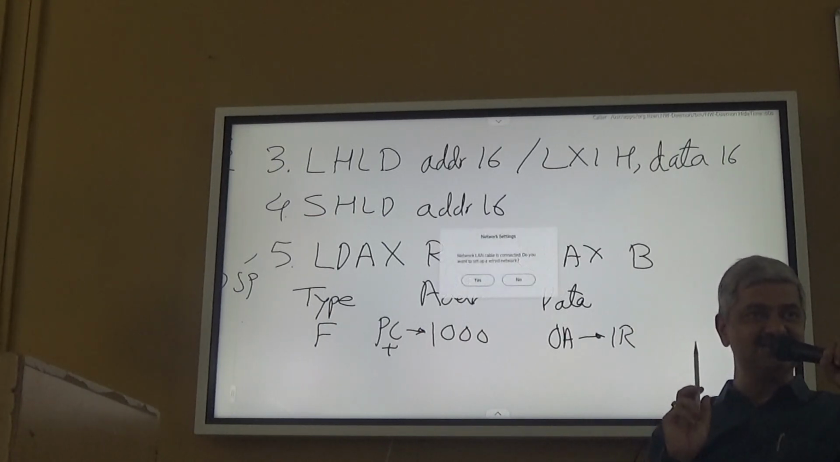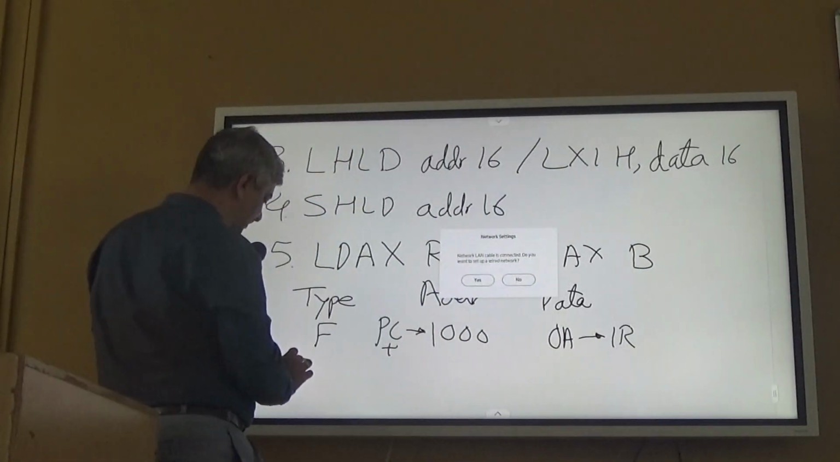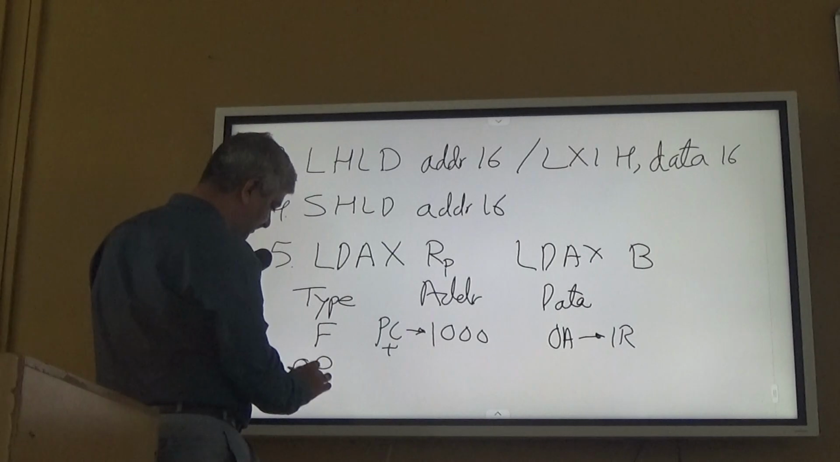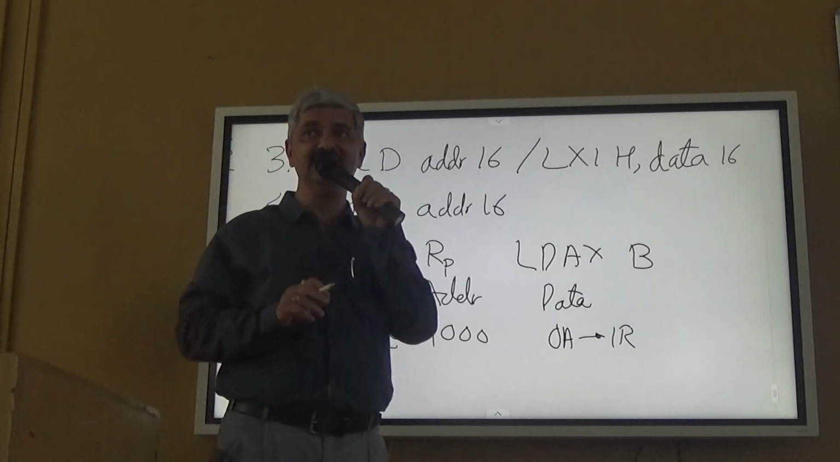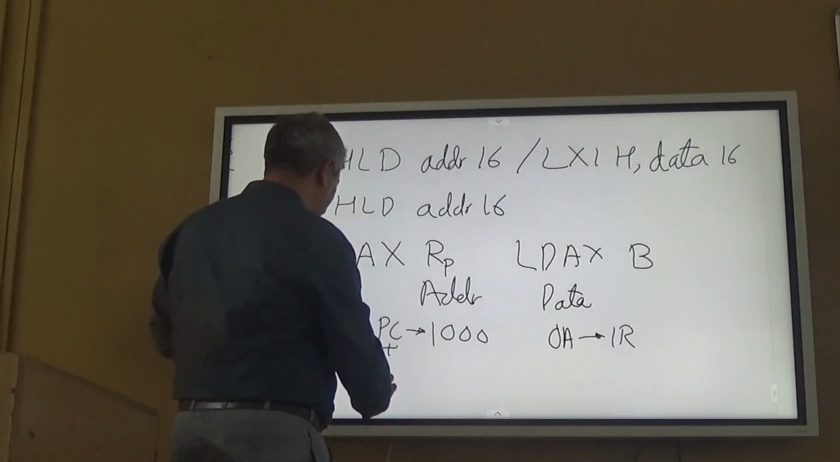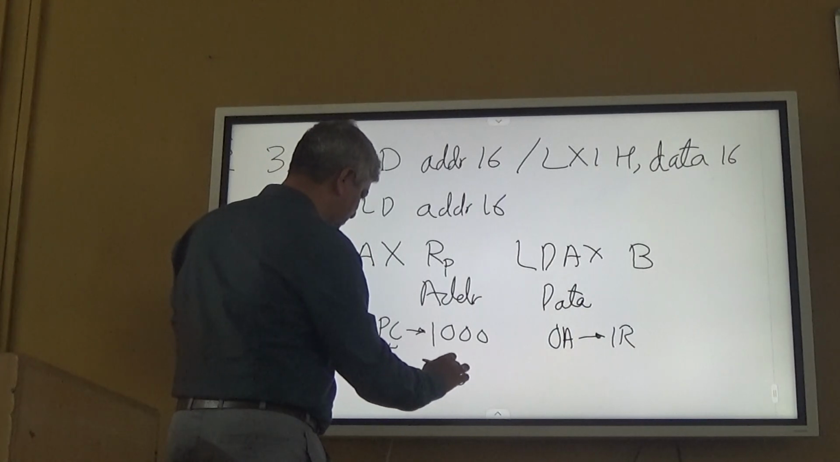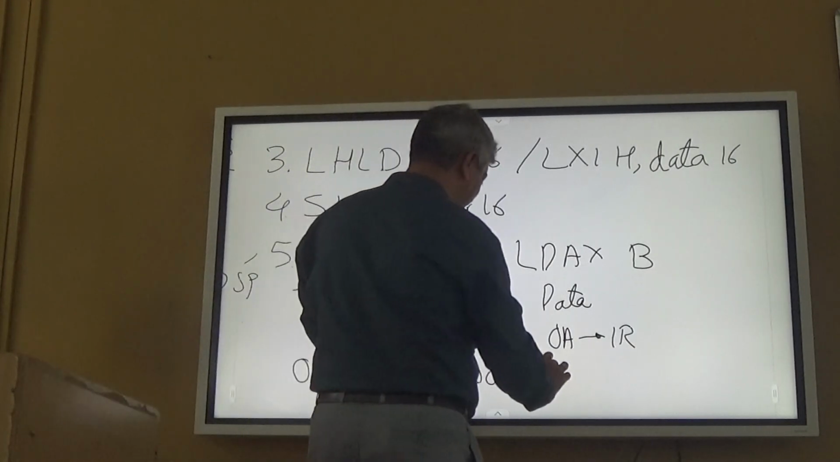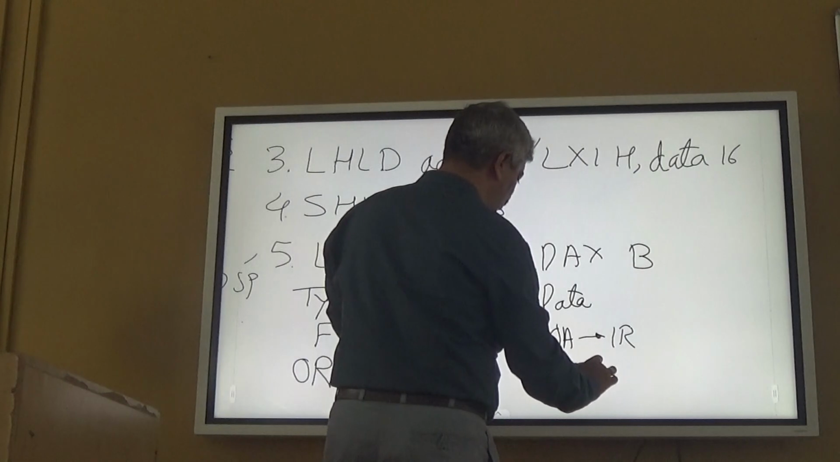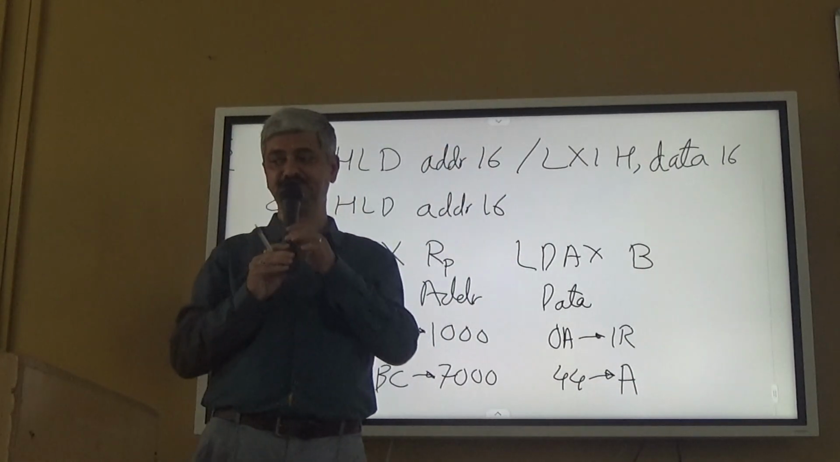So an additional machine cycle is needed. For that additional machine cycle, it would be memory read. Who will provide the address? The BC pair will provide the address. Let that be 7000. Let the data be 44, and that will go to the accumulator. Right? Is it okay?